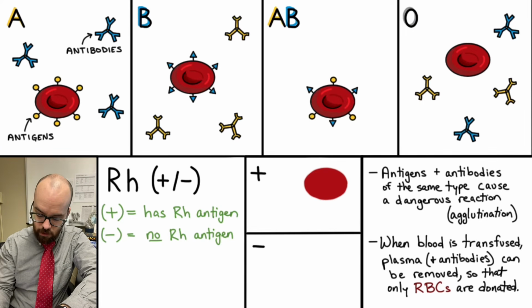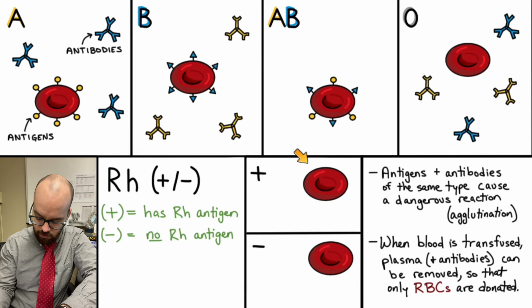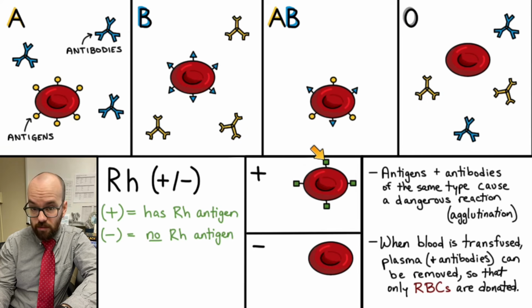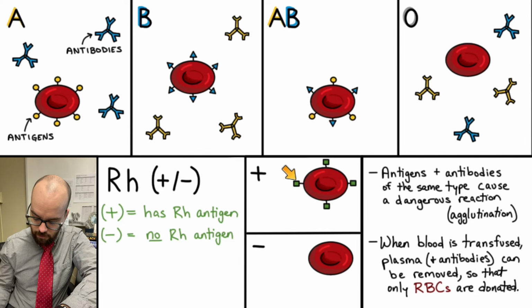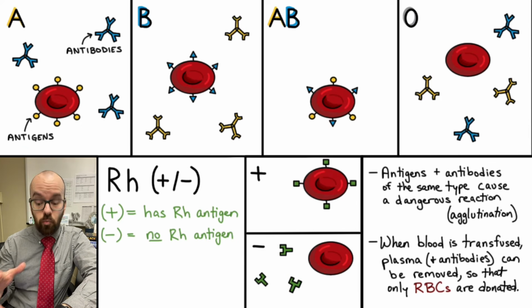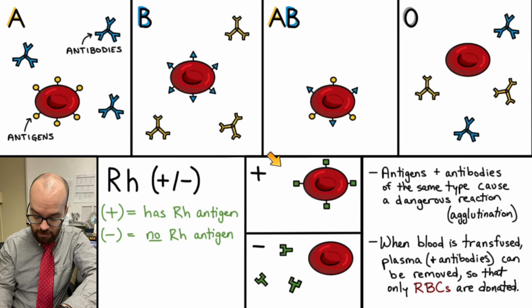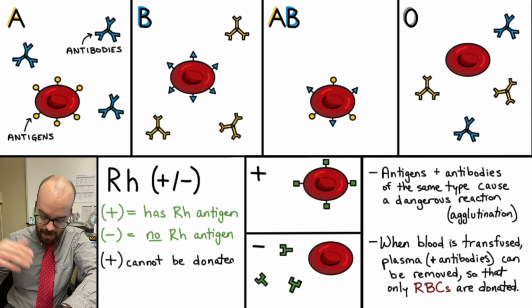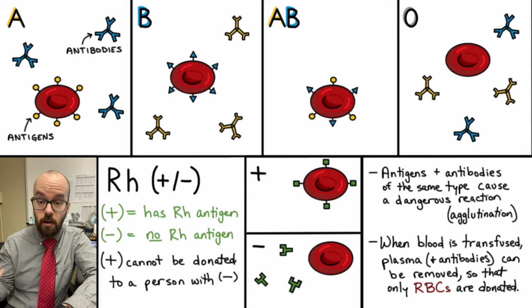So let's take a look here. Here we have positive, which is going to have some antigens present on it. We see those right here. I do those as green squares just to be a different color and a different shape. And then for somebody who's Rh negative, they won't have those Rh antigens, but they're going to have Rh antibodies present. So what's the rule here? Well, we couldn't give positive blood cells to somebody with negative blood because the antibodies in the negative blood would react with the antigens on the positive blood cells. So a rule here is that positive cannot be donated to a person with negative blood type.